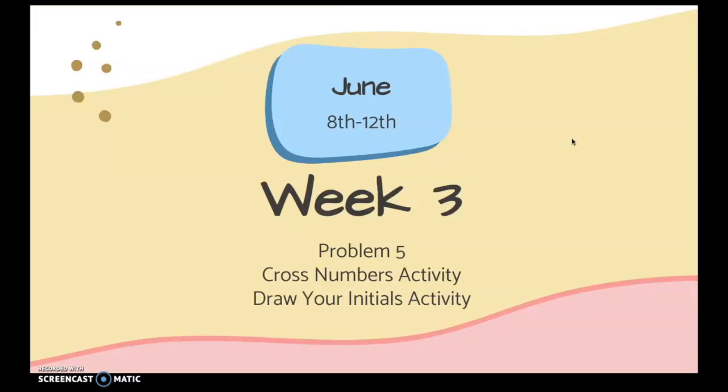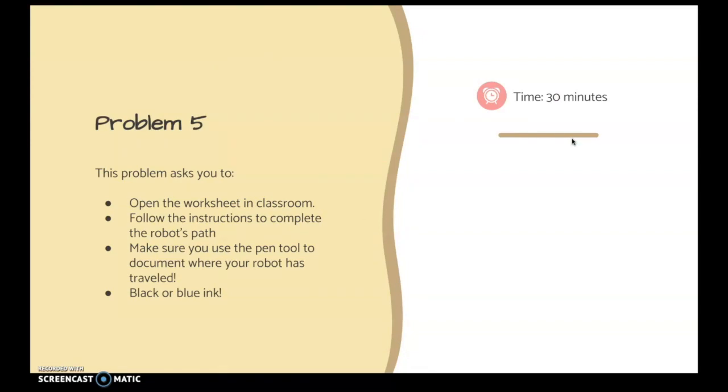So let's take a look at the 3 specific activities you're doing this week. We have problem 5, cross numbers activity, and draw your initials. Starting with problem 5, you're going to open the worksheet in Google Classroom and follow the instructions to complete the robot's path. Fair warning, a little bit of math is involved, so you're going to want to grab a calculator for this one. Make sure you use the pen tool to document where your robot has traveled, and make sure that you're using black or blue ink to complete that activity. So now let's take a look more specifically at the worksheet.